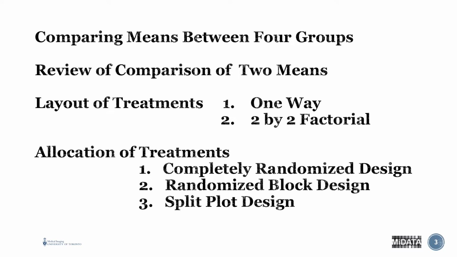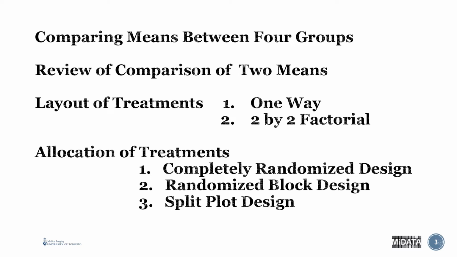So we'll start off by comparing means between four groups. As you remember, if you only have two groups, a t-test is perfect. If you have more than two groups, then you're going to be looking to use PROC GLM, or General Linear Model.